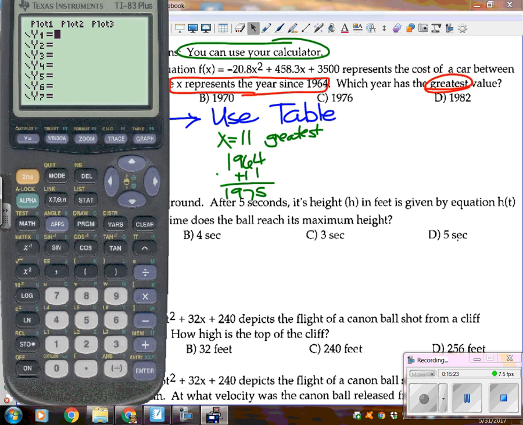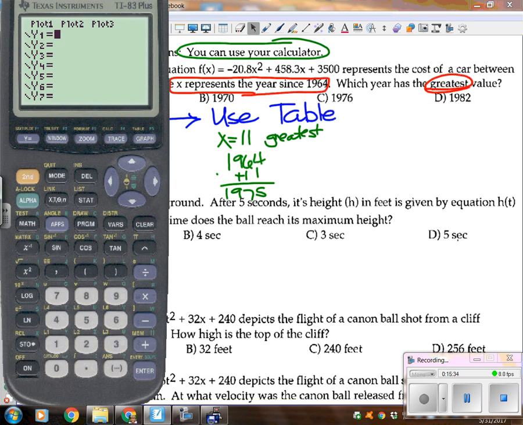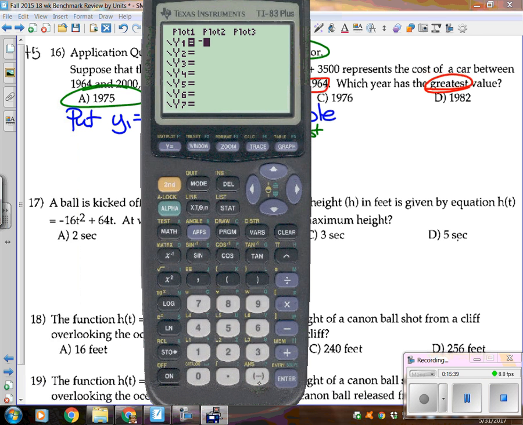It says after 5 seconds, its height in feet is given by the equation. At what time does the ball reach its maximum height? So we're going to type in the equation, negative 16t squared. I don't have a t, so I'm going to use x, with the shortcut key for square, plus 64t, where I'm using an x. So x represents time, and h is represented by y. I don't have h's and t's, I have y's and x's. So that's time and height.